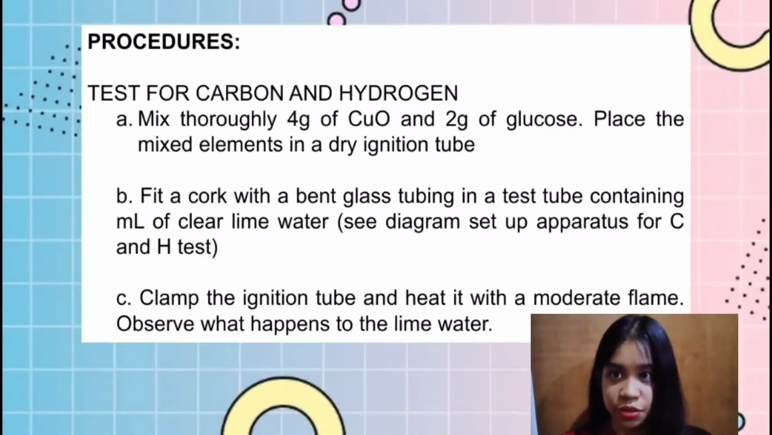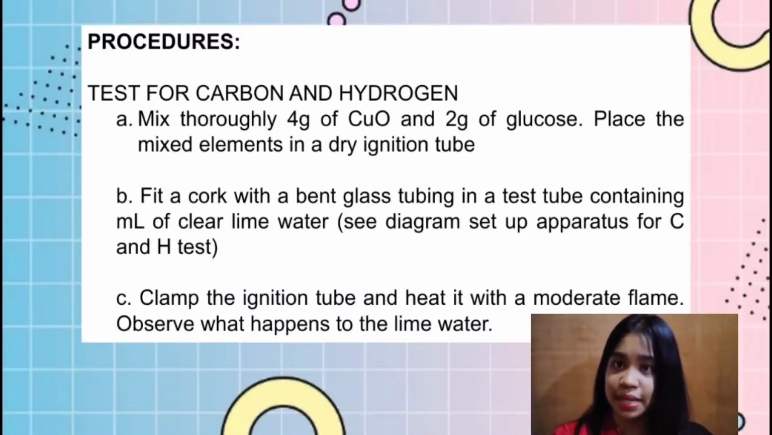The procedures. Number 1. Test for carbon and hydrogen. A. Mix thoroughly 4 grams of copper oxide and 2 grams of glucose. Place the mixed elements in a dry ignition tube. B. Fit a cork with a bent glass tubing in a test tube containing clear lime water. See diagram to set up the apparatus for the C and H test. C. Clamp the ignition tube and heat it with a moderate flame. Observe what happens to the lime water.